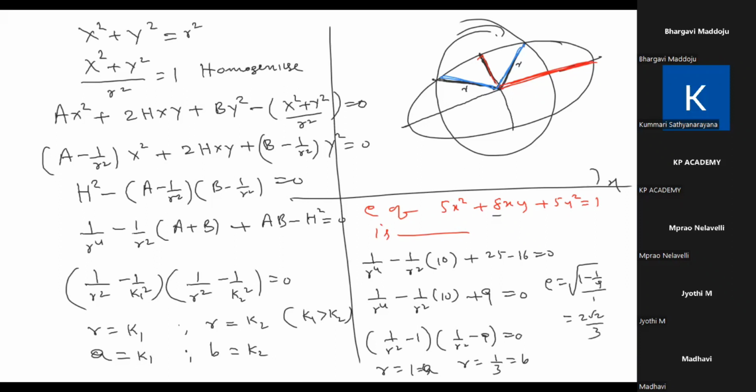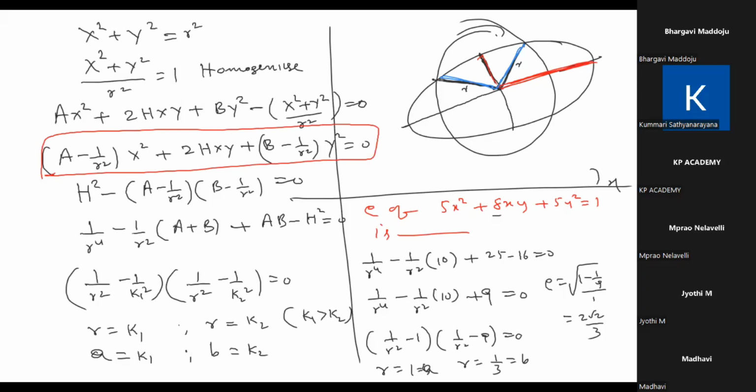Now, sir, you may ask how to find the axes. For that we have to move further. This is the equation we have. This equation represents what? If you split this, we will get two lines, one along the major axis and one along the minor axis. So which one is the major and which one is the minor?